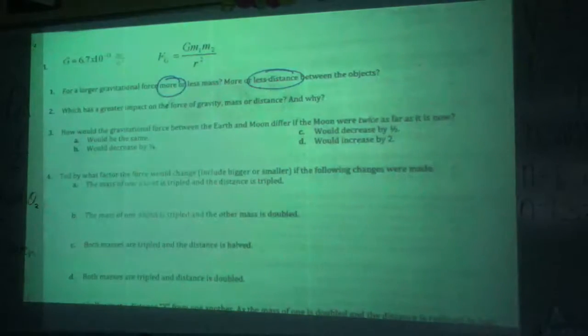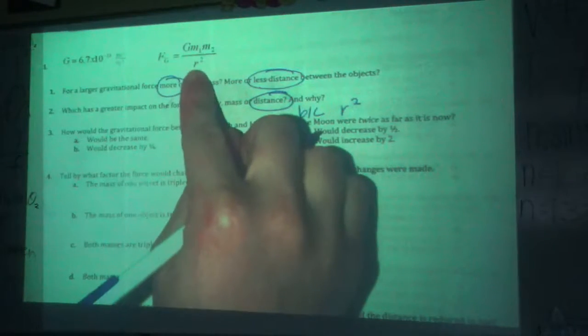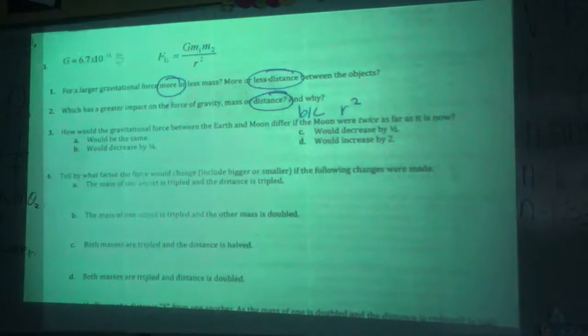Which one has a greater impact on the force of gravity, mass or distance? Definitely distance, because r squared. So if I were to double the mass, that'd be a factor of 2 bigger. If I double the distance, that'd actually be a factor of 4 smaller.